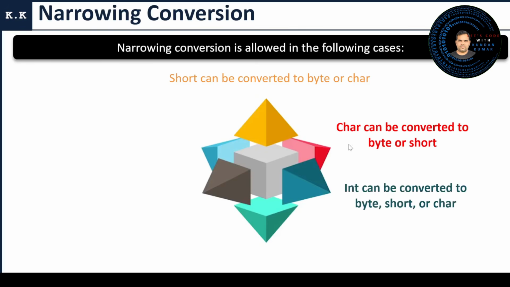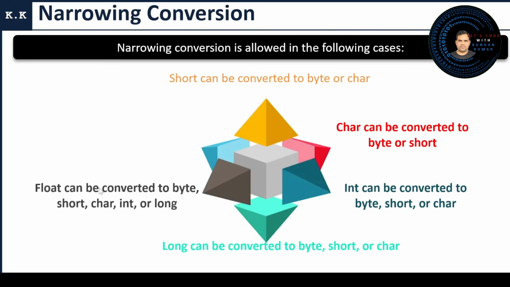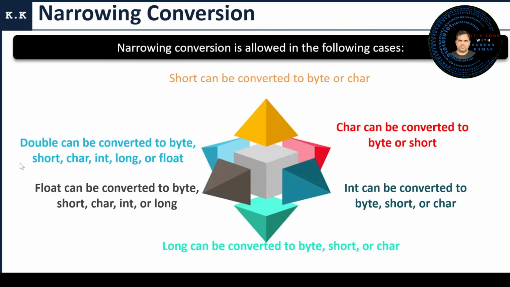Then integer also can be converted to the byte, short, and character. Integer is 4 bytes, byte is 1 byte, short is 2 bytes, character is 2 bytes. So bigger to smaller. Long can be converted to the byte, short, or character. In terms of size, long is 8 bytes. Float can be converted to byte, short, again bigger to smaller. Double can be converted to byte, short, character, integer, long, and float.